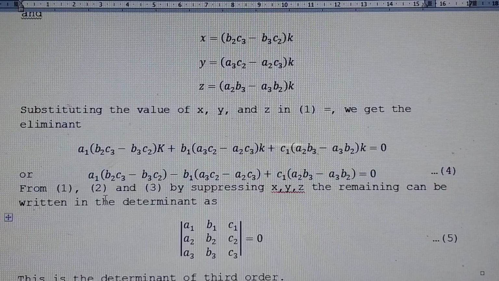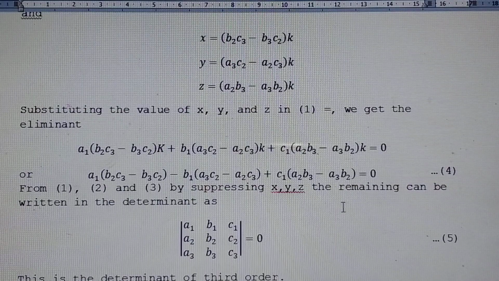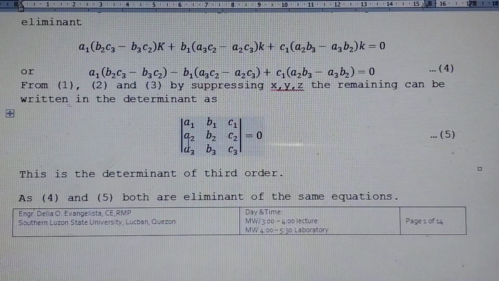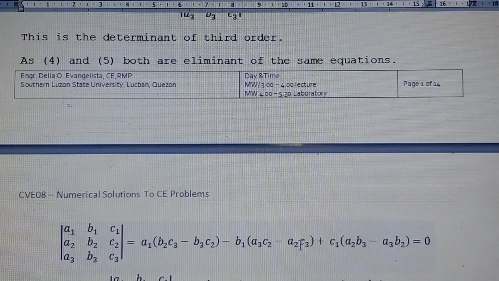So from 1, 2, and 3, by suppressing x, y, and z, the remaining can be written and the determinant as, ito na siya, sa ganitong square format. So this determinant is of third order. So yung equation 4 and 5 ay isa lang siya. Kaya pwede natin siya na i-equate. Kasi pag sinabing equation, yung left side at saka ang right side ay isa lang yung value niya.